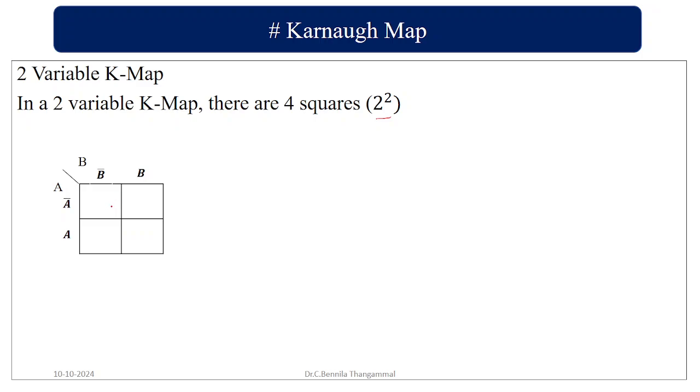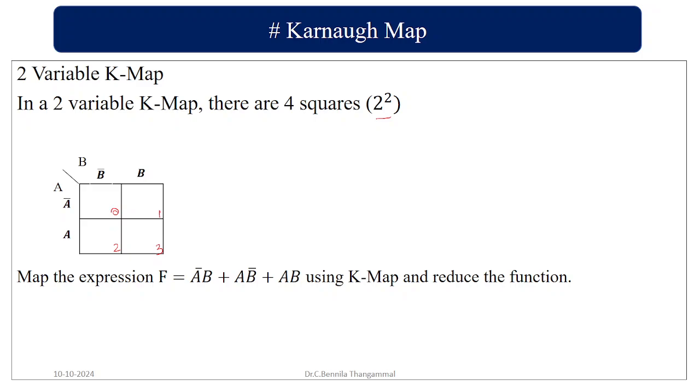Now how to number the cells. This cell belongs to A bar, B bar, which is 0, so the decimal value is 0. Here this is A bar, B, so 0, 1 has decimal value 1. Then 1, 0 has decimal value 2, and this is A, B, so 1, 1 has decimal value 3. This is how we number the cell values here.